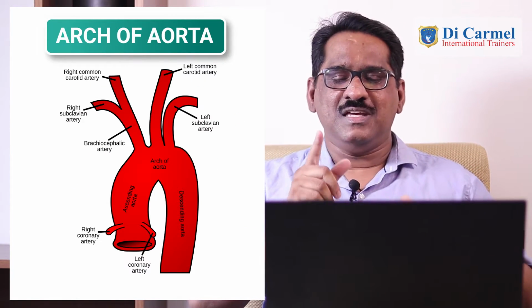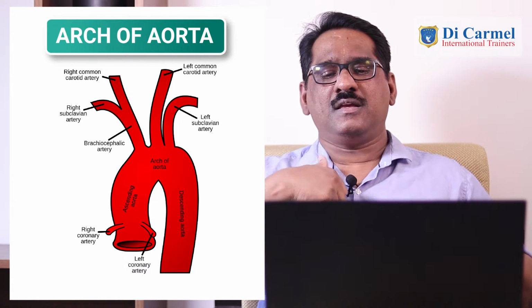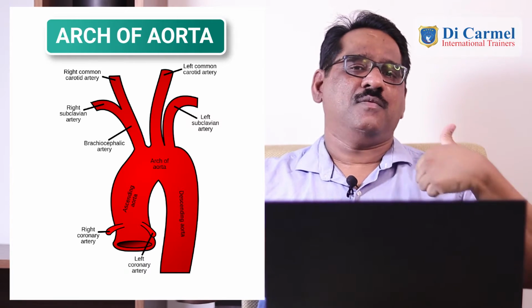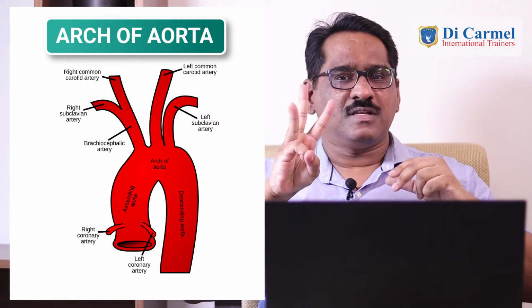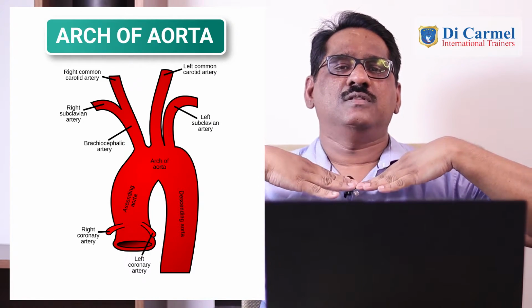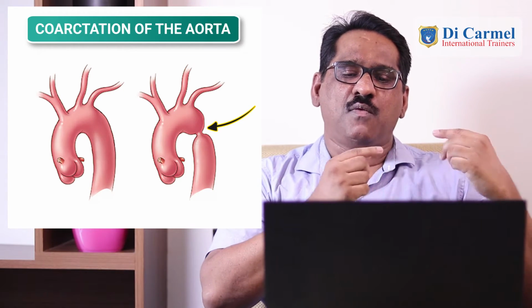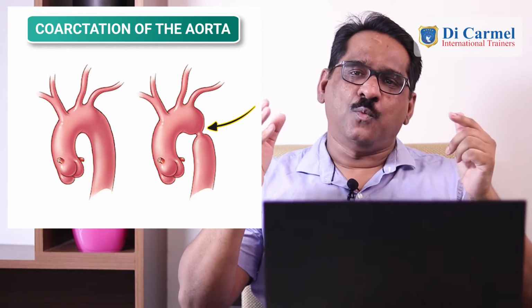As you can see, there are 3 major vessels arising from the arch of aorta, which include the right brachiocephalic, the left common carotid, and the left subclavian. These are the 3 vessels which supply the upper extremities and the head. So after giving away this blood to this area, the aorta narrows, and that's what we call coarctation of aorta. So what is the outcome?